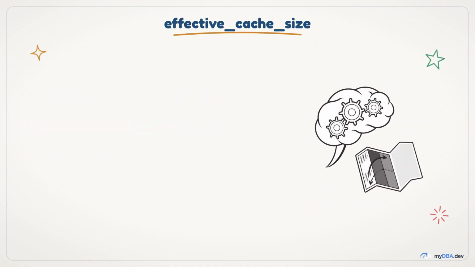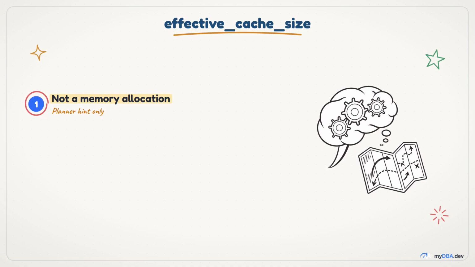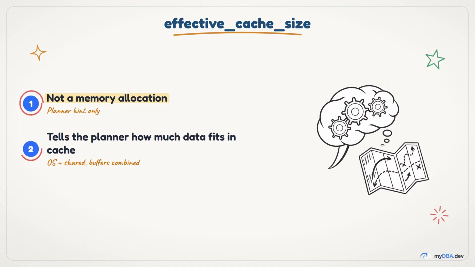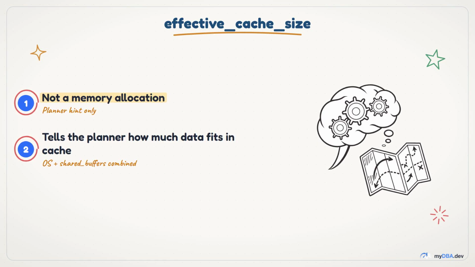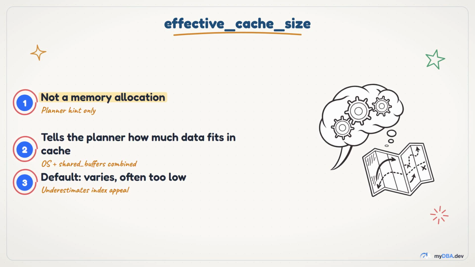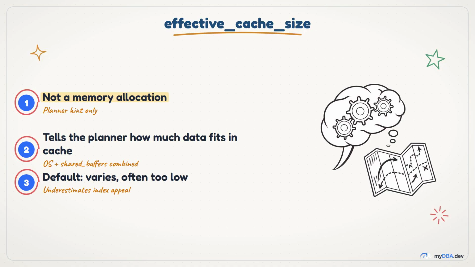Effective cache size doesn't allocate any memory. It's just a hint to the query planner. It tells Postgres how much data you can realistically keep in cache. That's both shared buffers and the OS cache combined. The default is often too low, which makes the planner think indexes are more expensive than they really are. Set this to 50 to 75% of your total RAM, and you'll see the planner start choosing index scans more often.